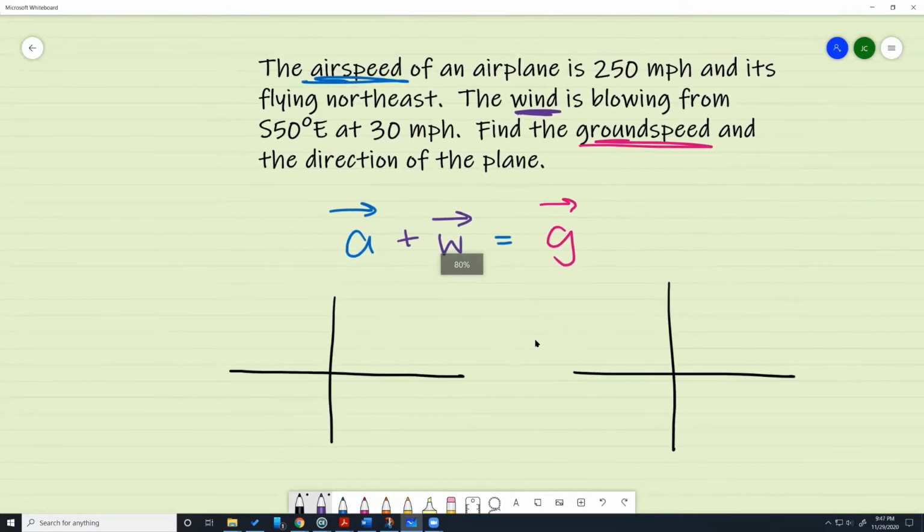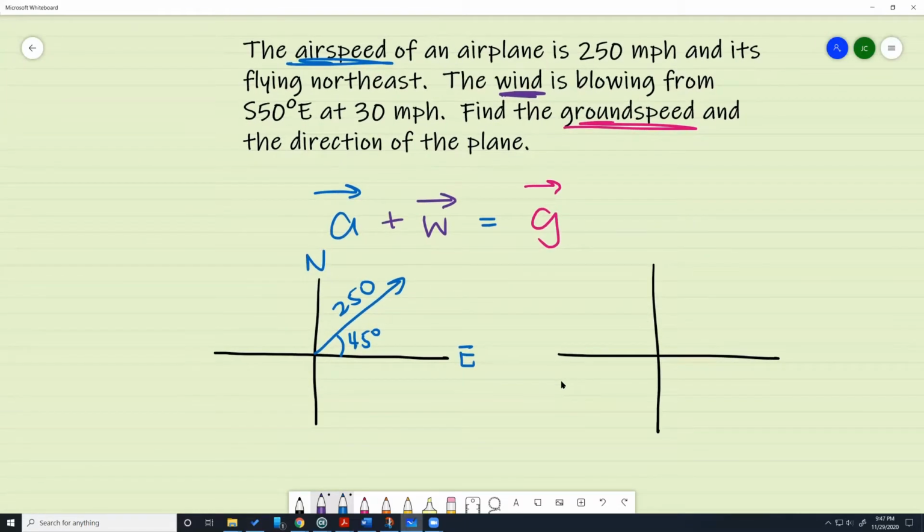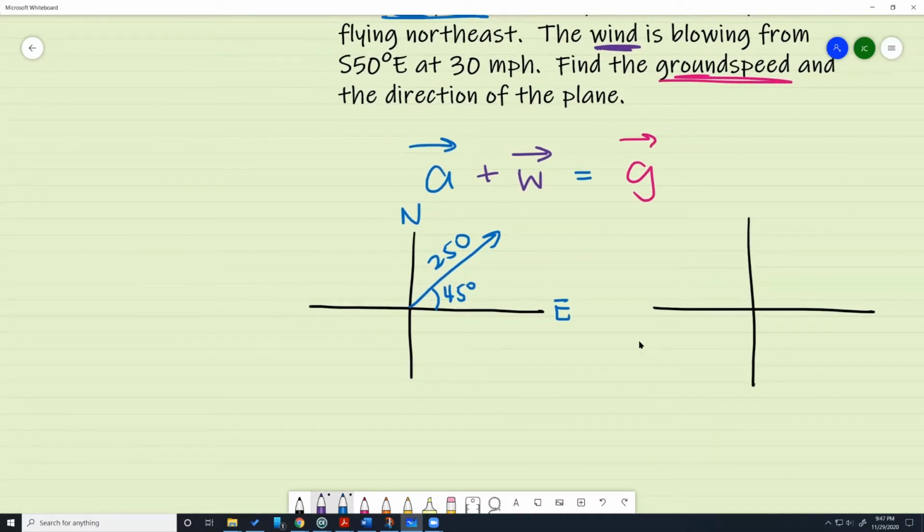Here we go. Airspeed of an airplane is 250 miles per hour, flying northeast. If it's flying exactly northeast, they don't give you an angle, but you can assume it's going to be 45 degrees in between north and east. So that's my vector. Let's quickly set up the horizontal and vertical components. That's the horizontal. Here is the vertical component.